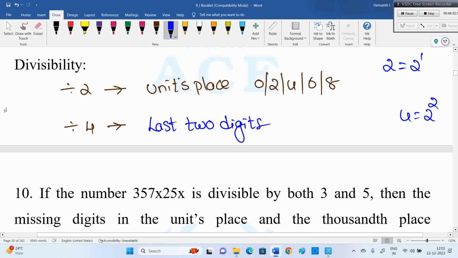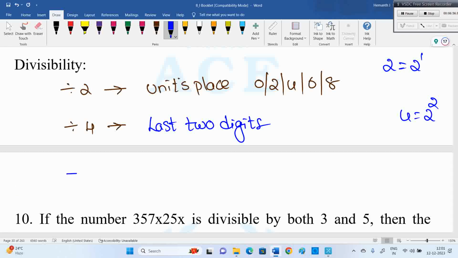Divisibility by 8: 8 is 2 power 3, so we have to check the last 3 digits. If you want to check whether the given number is divisible by 8, and only 2 digits are available, then directly divide by 8. If you have 3 digits or more, check the last 3.